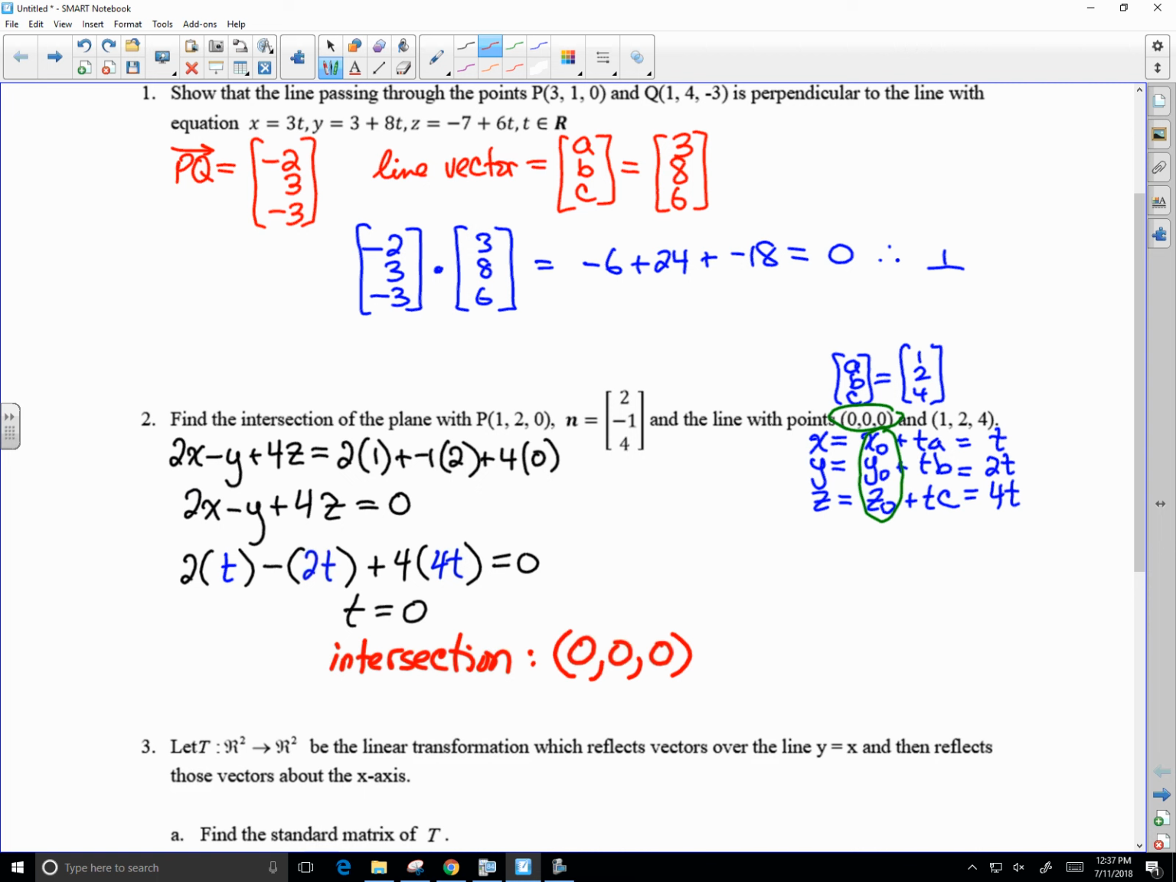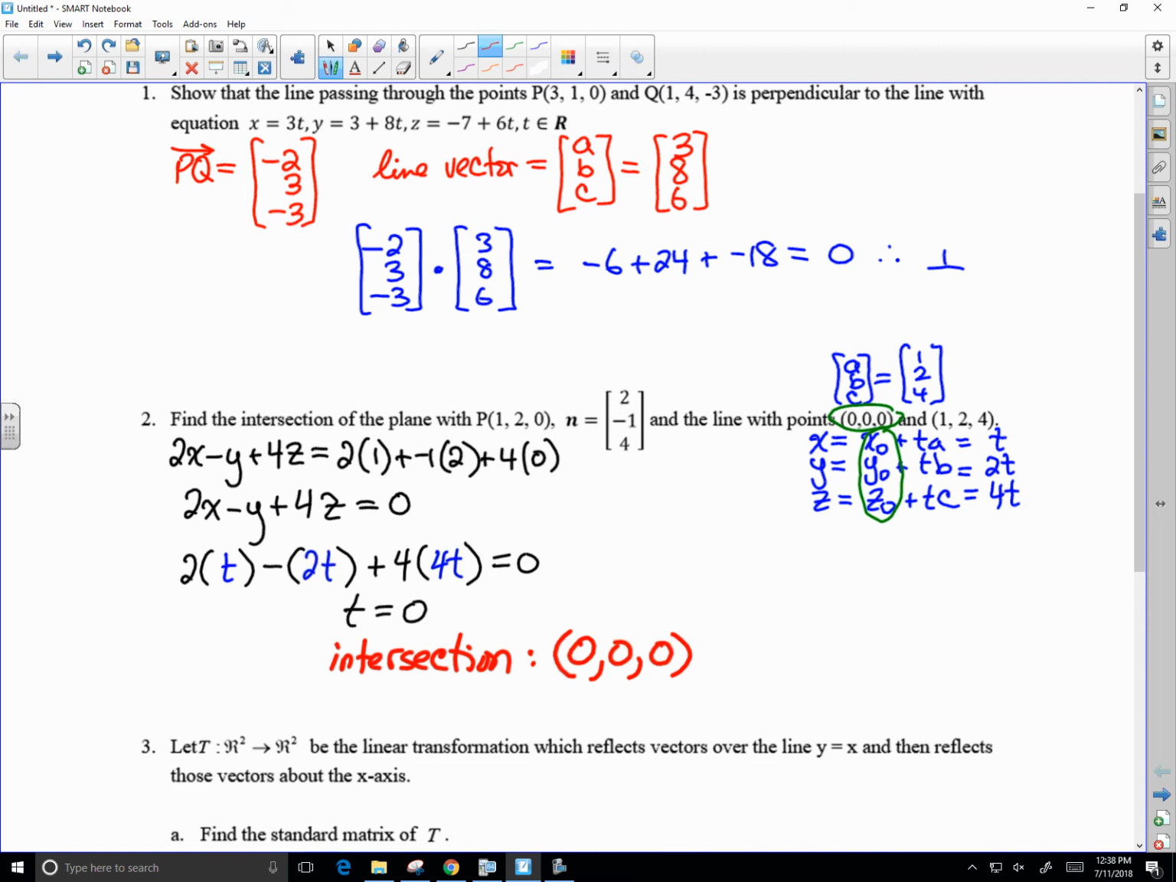Because t is equal to 0, x is equal to t, so x is equal to 0. Y is equal to twice t, 0. Z is equal to 4 times t, 0. All right, so it looks like this line is going right through the plane at the origin.